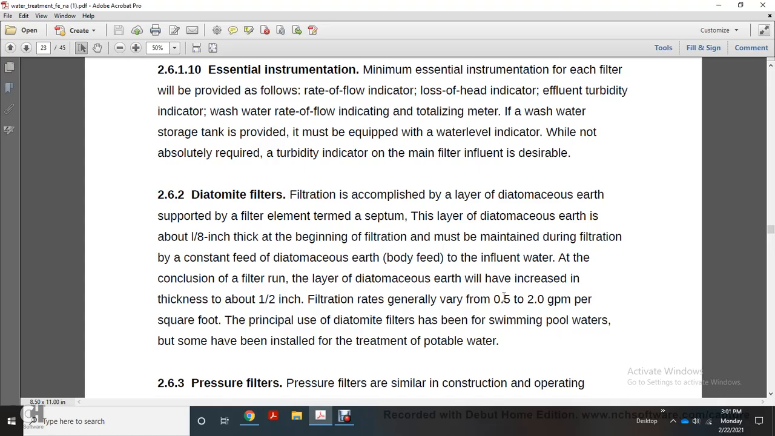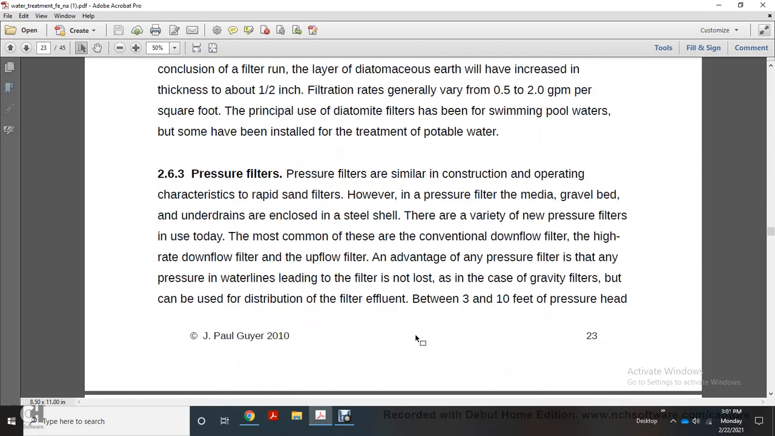Filtration rates generally range between 1.5 to 2 gallons per minute per square foot. Principal use of the diatomite filters has been swimming pool water. Some of them installed for treatment of potable water.